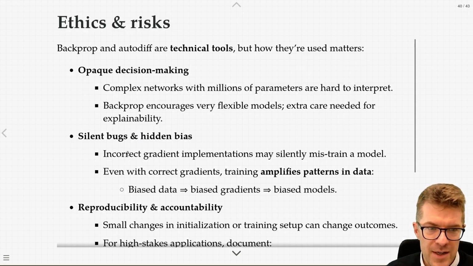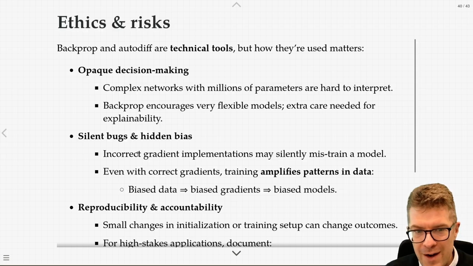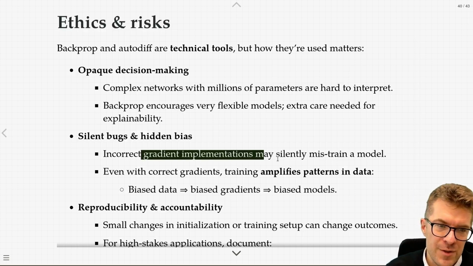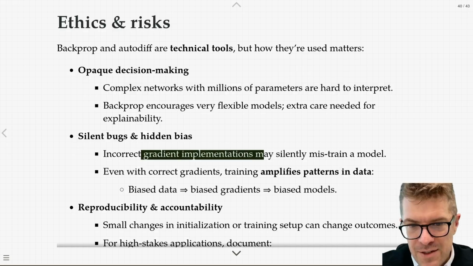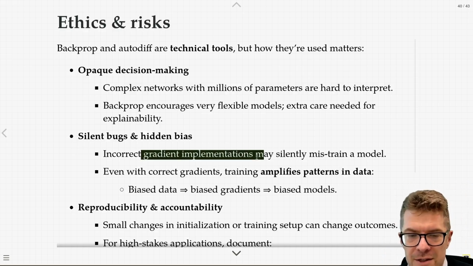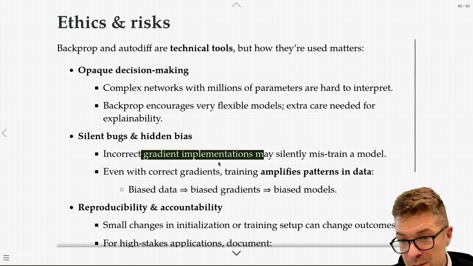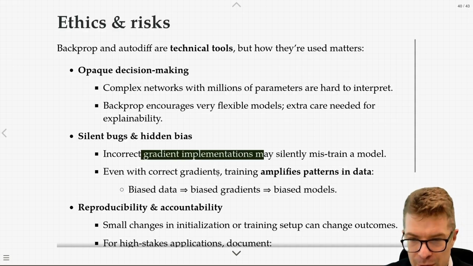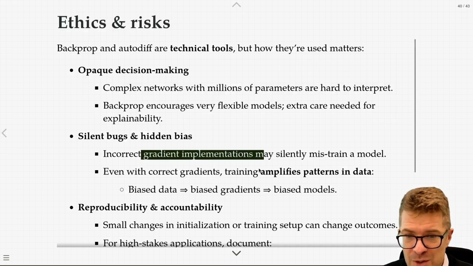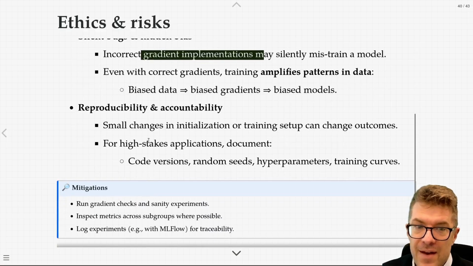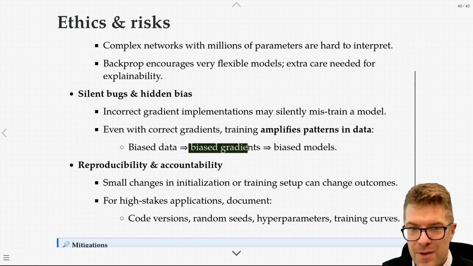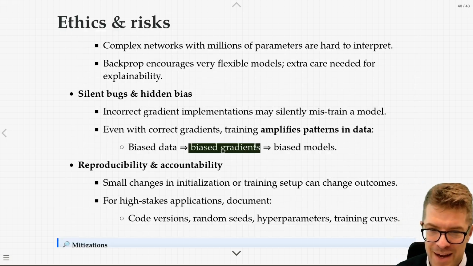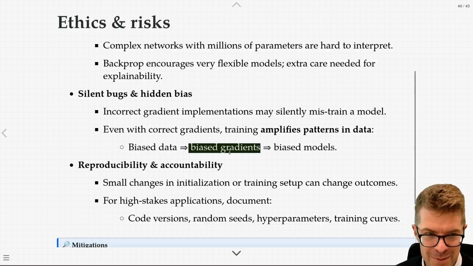There's these silent bugs and hidden biases. So if there are incorrect gradient implementations that are just slightly wrong, you look at the loss function and everything seems fine visually, that can still hide the fact that there are errors behind the scenes. That's a problem. So everything looks good. You keep on doing experiments and everything seems fine, but there could be problems. This could mean that your deployment is going to be bad in some way. And also, of course, if your data is bad to begin with, your gradients are going to end up storing information about that biased badness, and then that will end up with models that are biased and bad as well.